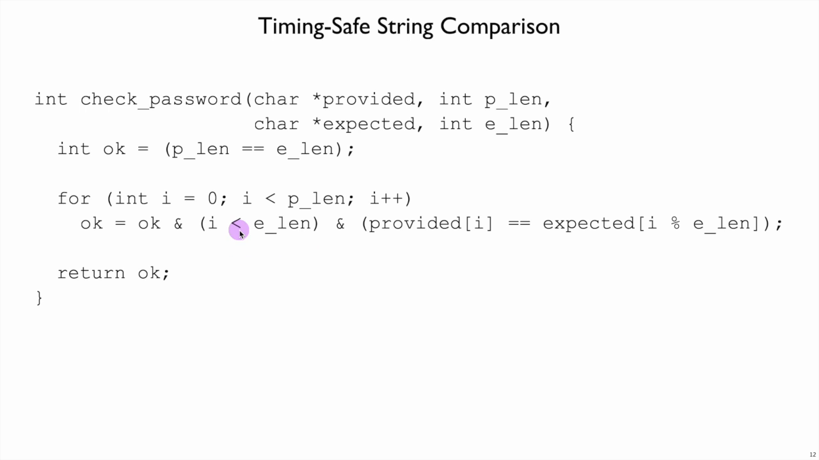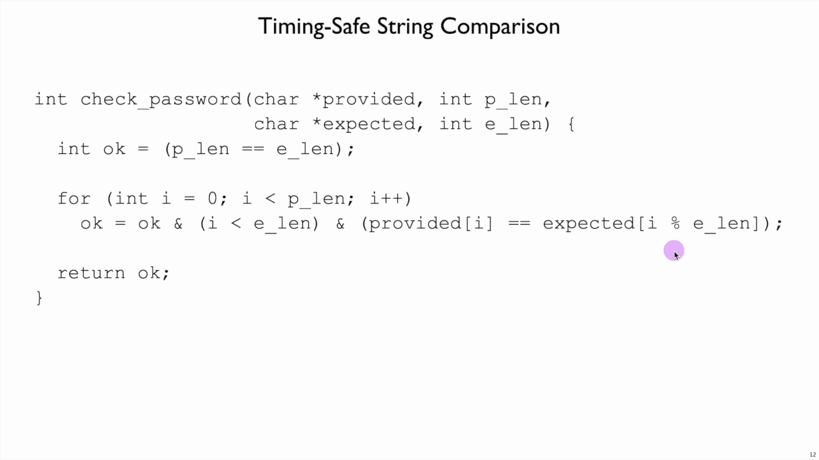Instead, we take the result of that index check and use the bitwise AND operator, not the Boolean operator that would short circuit. Bitwise AND is going to take the 1 or 0 of OK and AND it with the 1 or 0 that's returned by I less than ELN. And then we do the same thing, checking the provided character against an expected character.